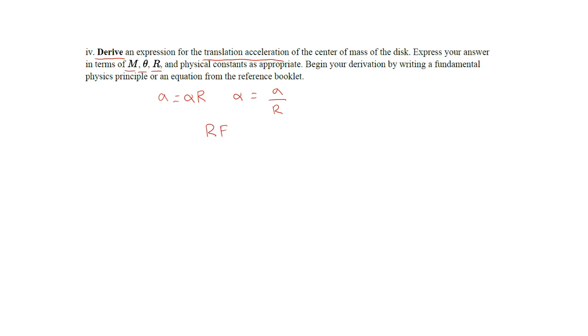Okay, so if we bring the information that we had from the last two problems over, we have r times f is equal to alpha times I, and we have that mg sine of theta minus the force of friction is equal to ma. Okay, and I is equal to 1/2 mr squared.